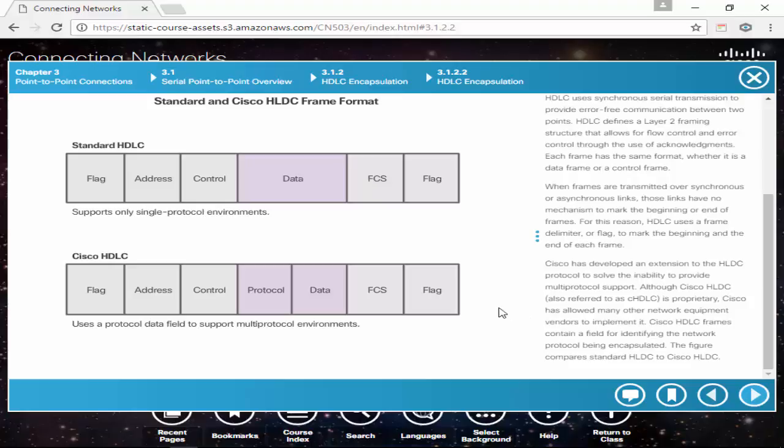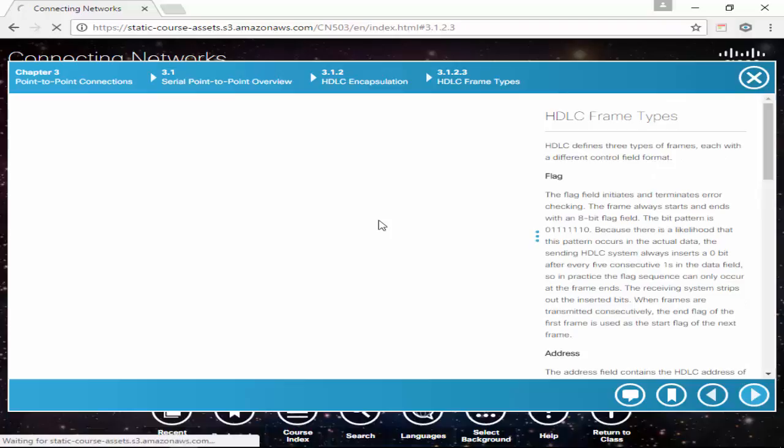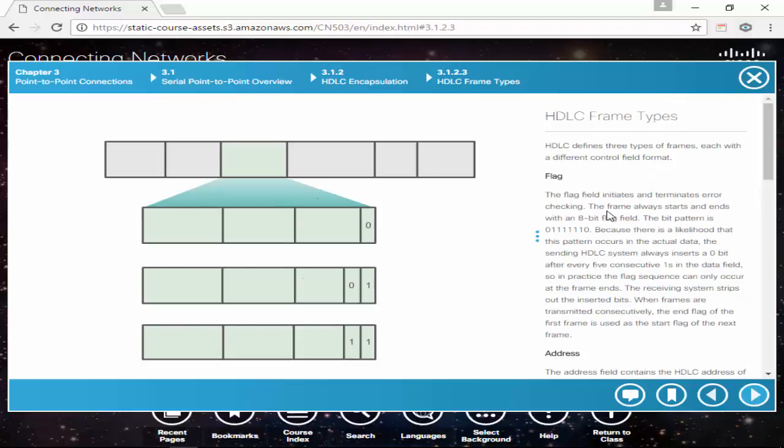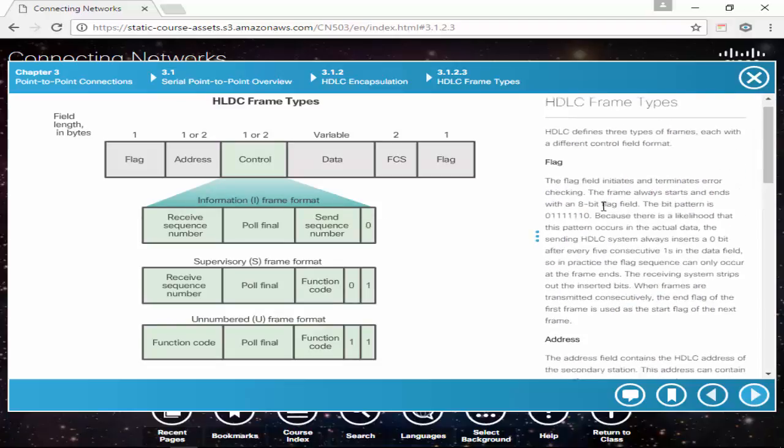So you'd have to turn off the default if you're running with a non-Cisco device, though, because Cisco HDLC is Cisco proprietary. Mostly you just need to know that it's the default serial encapsulation.